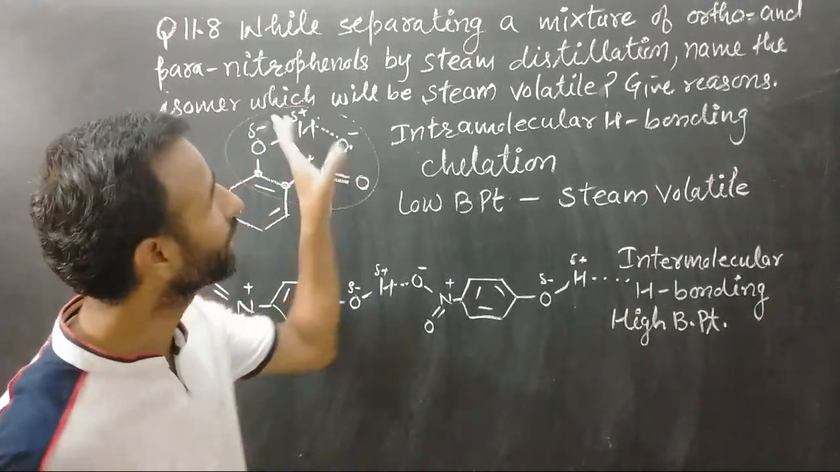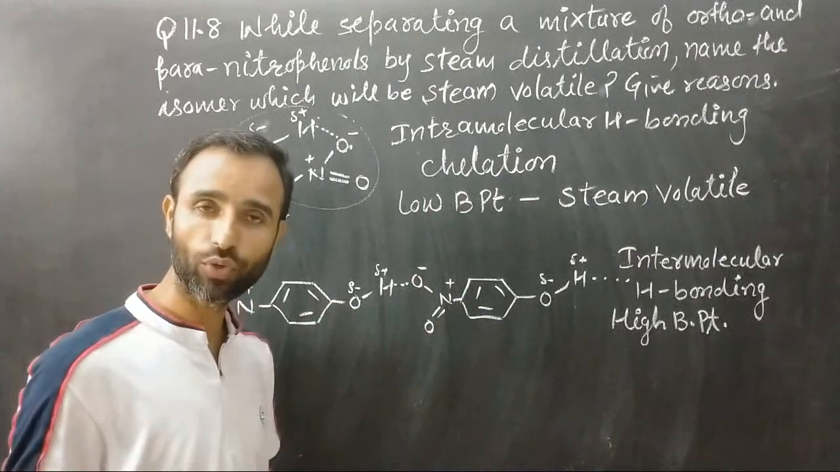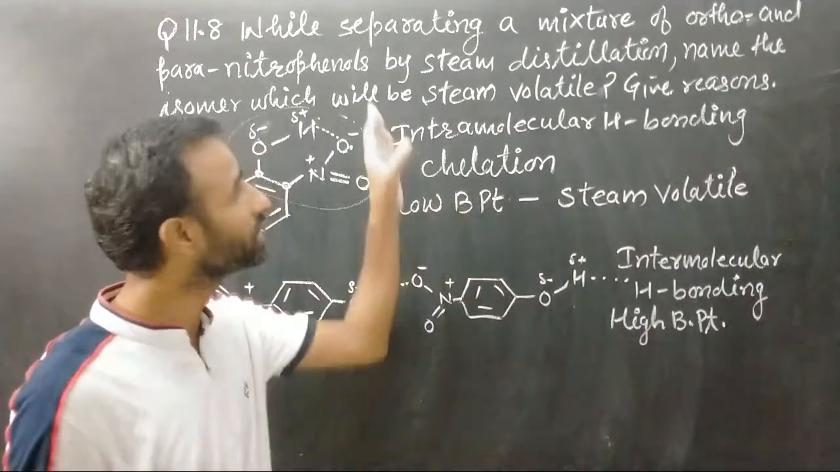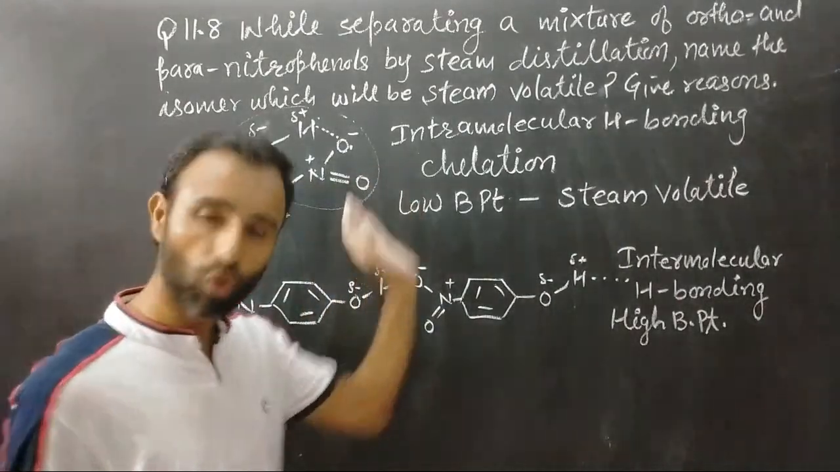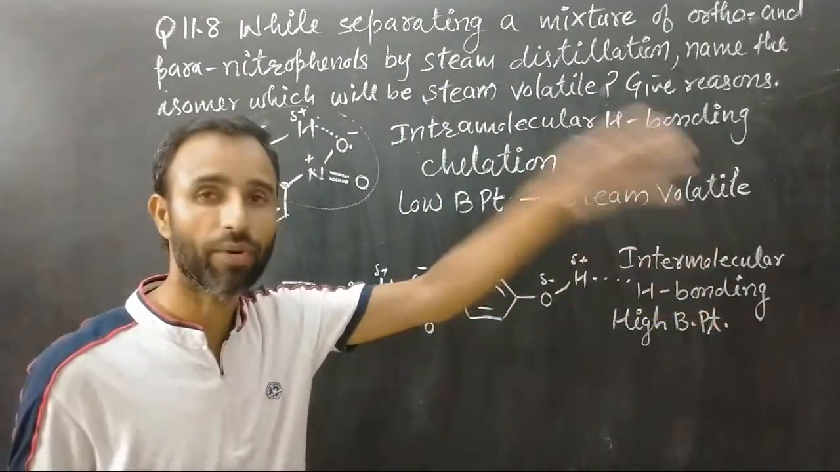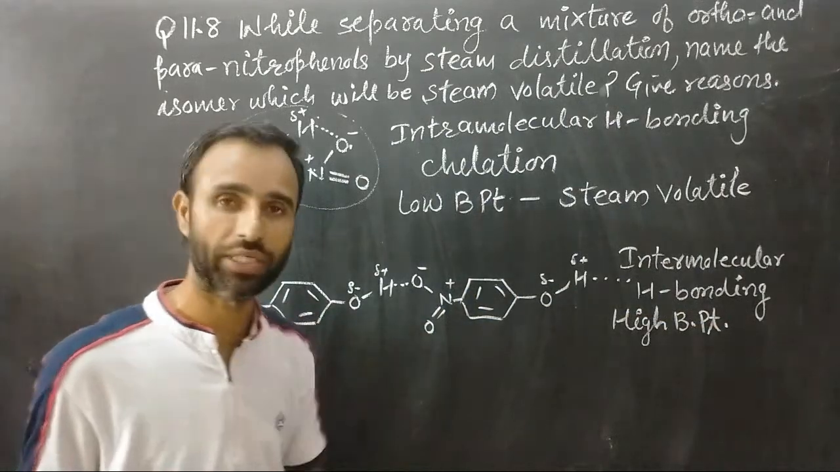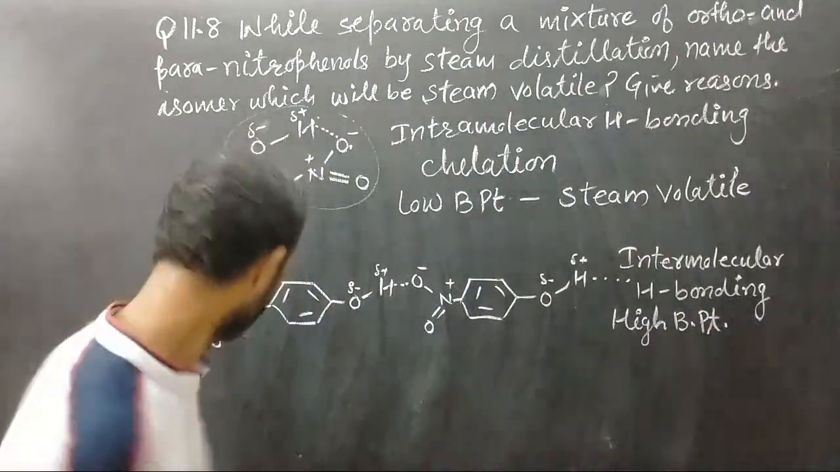So in this way we can separate orthonitrophenol and paranitrophenol by steam distillation, in which orthonitrophenol goes with the steam and paranitrophenol remains behind. That's it. Okay.